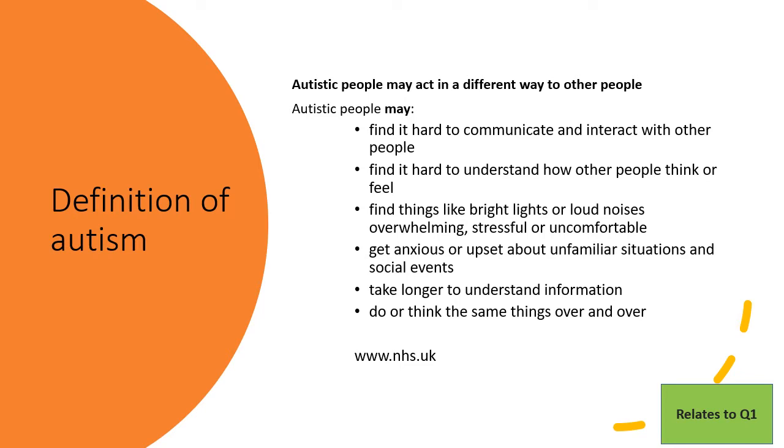I know you've looked on the NHS sites from previous tasks as well. So autistic people may act in a different way to other people. Autistic people may find it hard to communicate and interact with other people. They may find it hard to understand how other people think or feel. They may find things like bright lights or loud noises overwhelming, stressful or uncomfortable. They may get anxious or upset about unfamiliar situations and social events. They may take longer to understand information, and they may do or think the same things over and over.